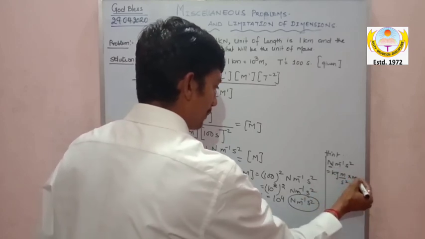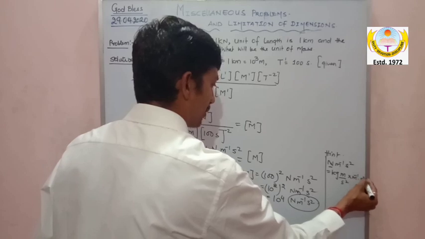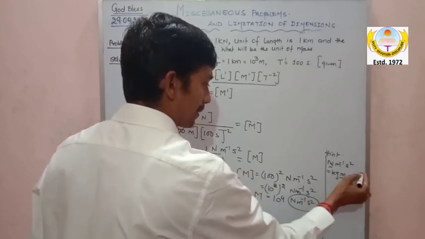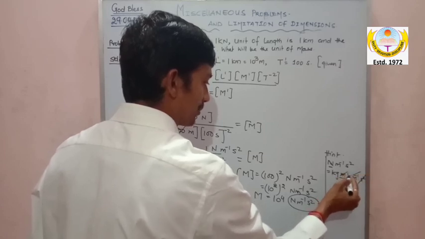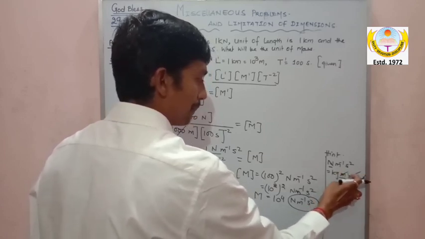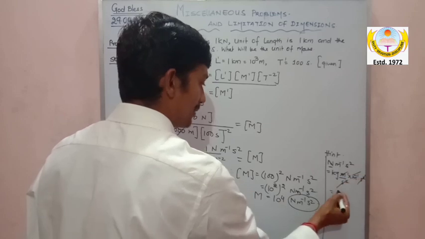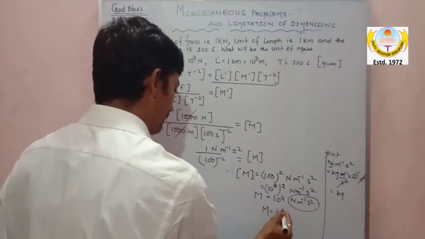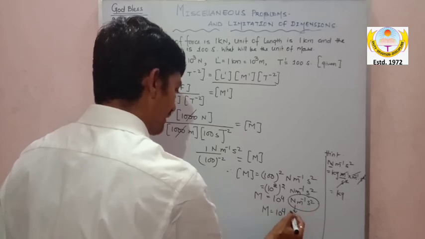Into this is meter power minus 1 into second square. Now second square cancels. Meter and meter power minus 1 also cancel, my dear, because this is 1. So this is m power 1 and m power minus 1. So this cancels and the unit becomes kilogram. So I hope it is clear that m is equal to 10 power 4 and this entire thing is called kilogram.